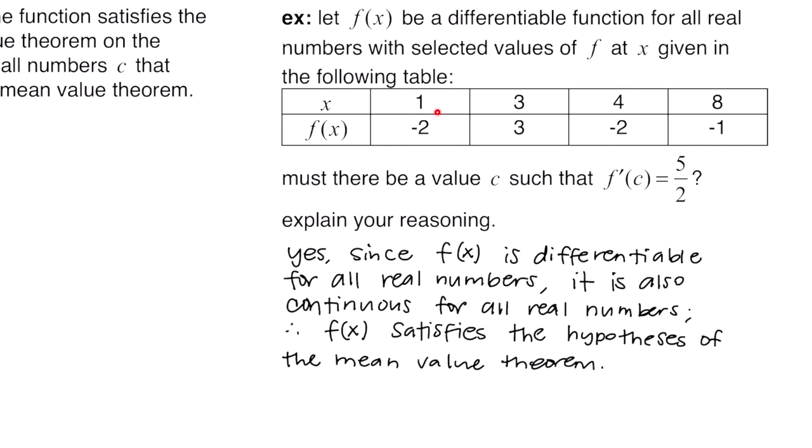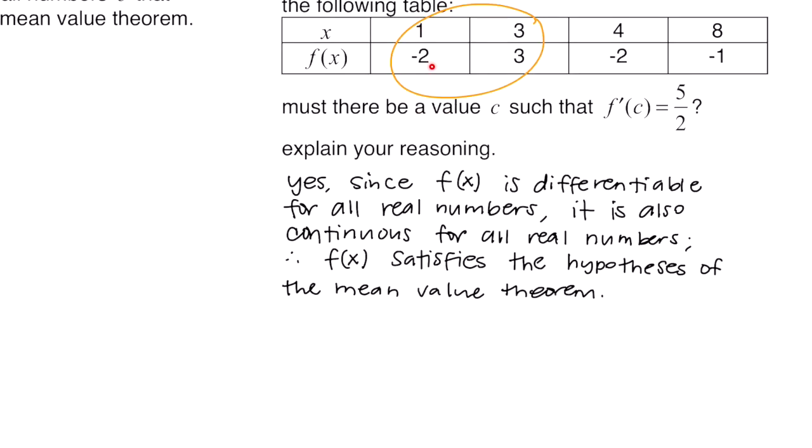Next, we want to look at these data points, and we want to see if there's two sets of data points where if we do f of b minus f of a over b minus a, that we'll get 5/2. So I want to use these two data points right here. So we have f of 1 is negative 2 and f of 3 is 3. So we can set up the conclusion of the mean value theorem. We're going to go f prime of c equals f of b minus f of a all over b minus a.